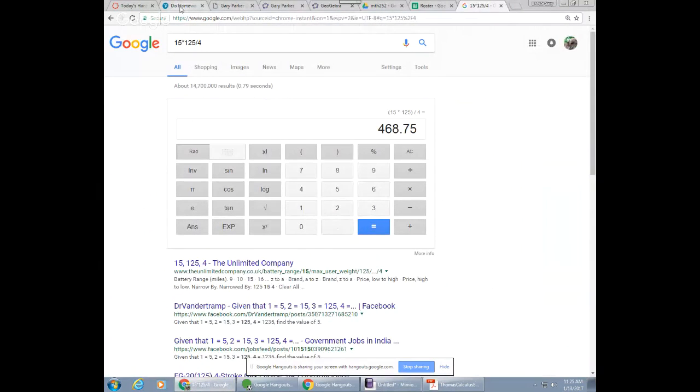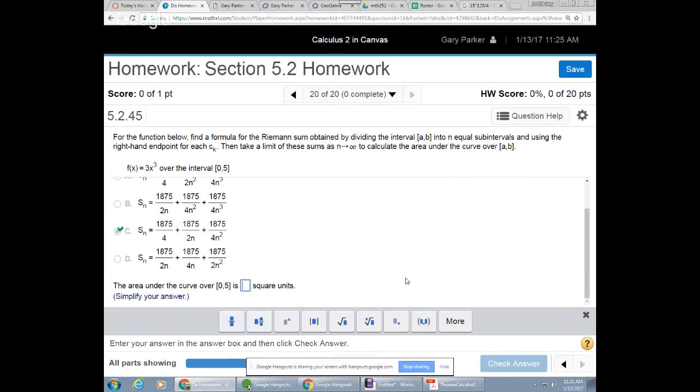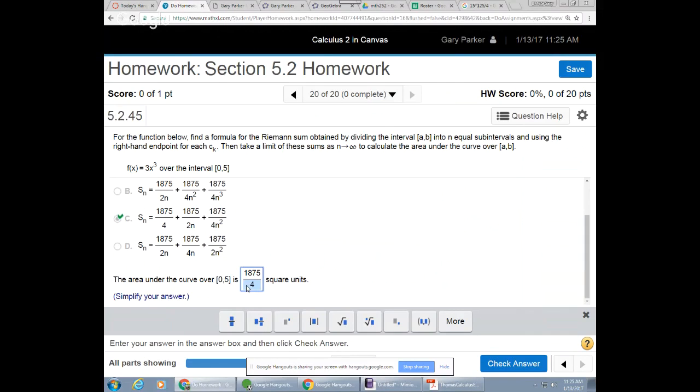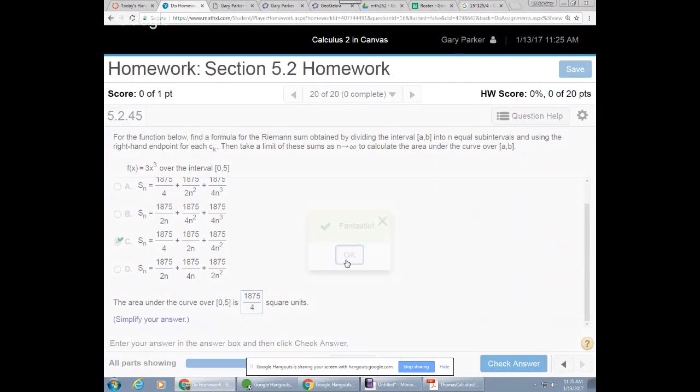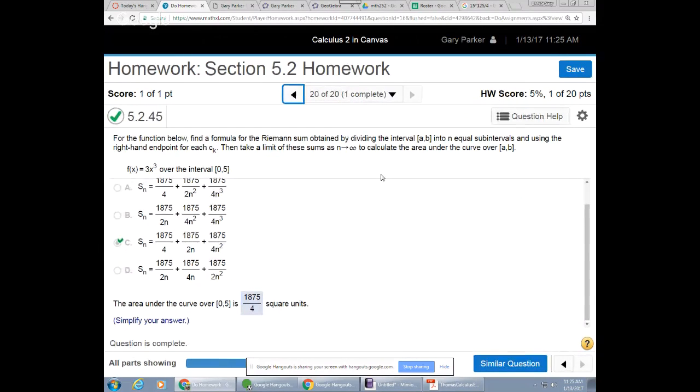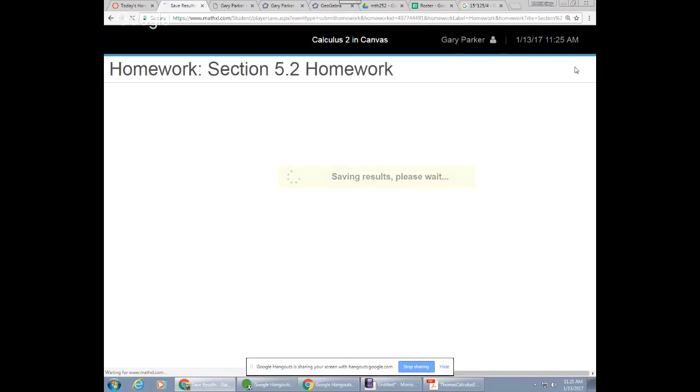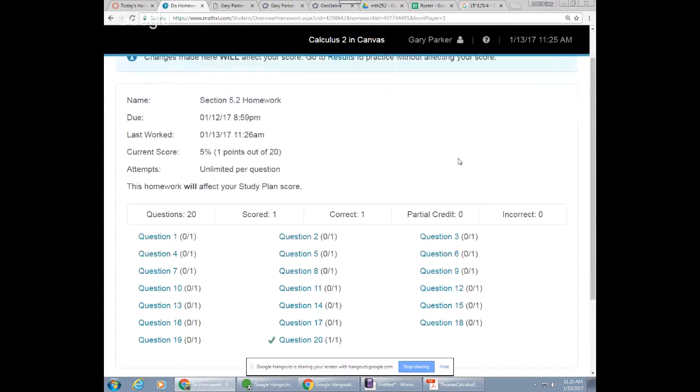468.7. What does it want? Did I not read it? Okay. Okay, so 1875 over 4. And check. Fantastic. All right. Okay, so that was about the hardest thing in section 2. Yeah. Yep, the limit.